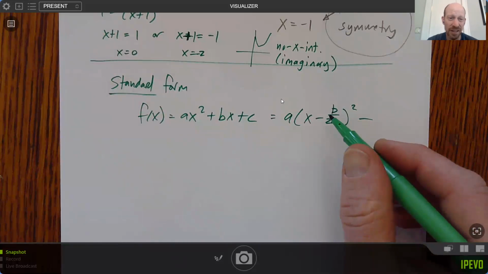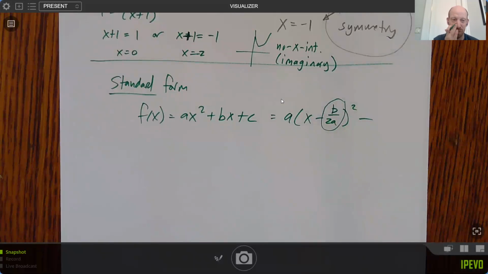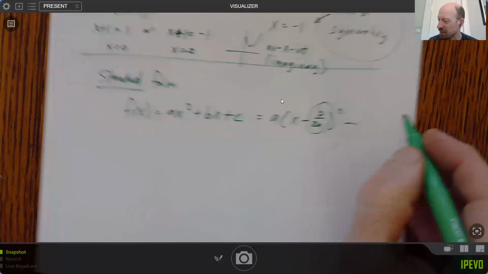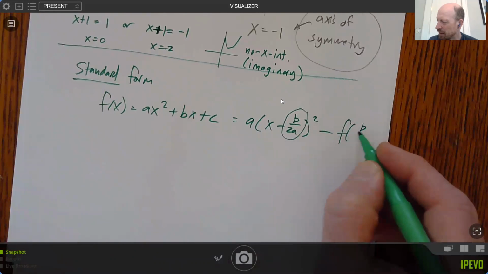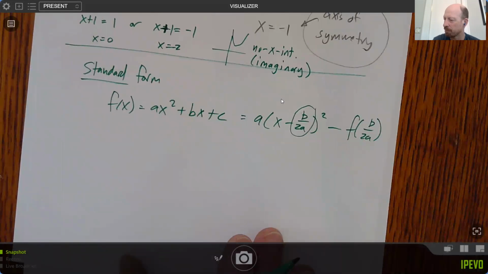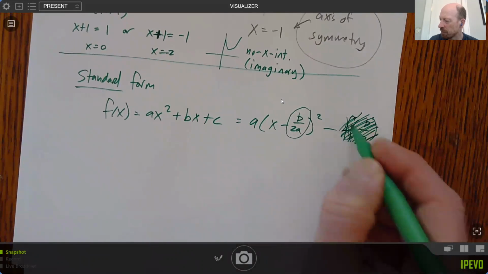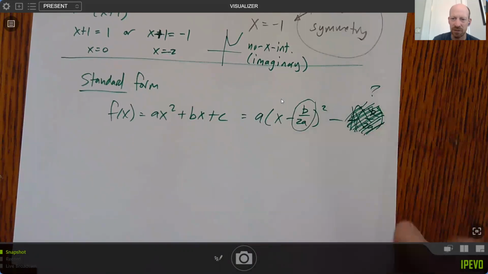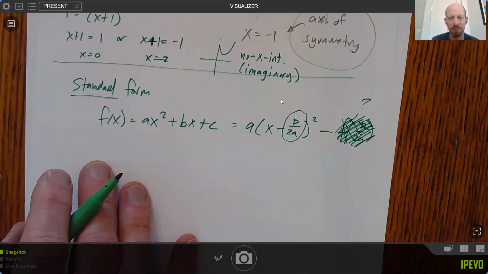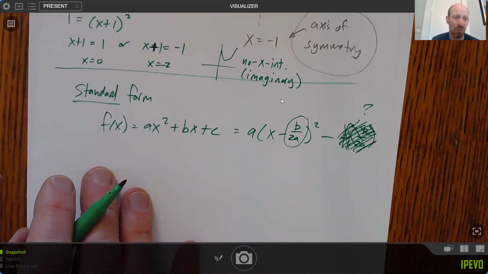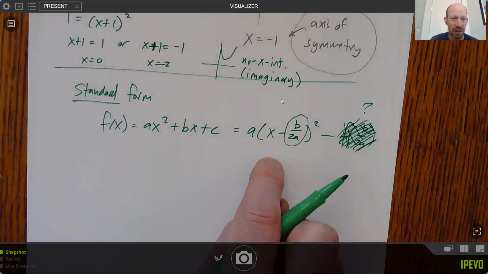It turns out if you did that, this inside piece would be b over 2a. And this last piece, this constant that you get, it turns out it's kind of complicated to write out. So I like to just think of it as f of... well, that's not even right. Scratch that. We'll just say that's something. We don't really want to actually complete the square because it's pretty complicated algebraically.